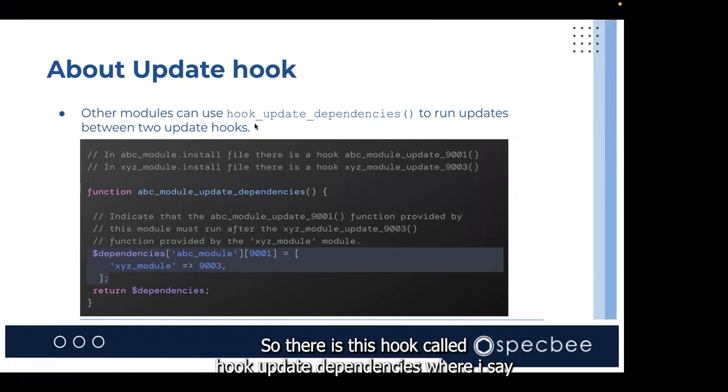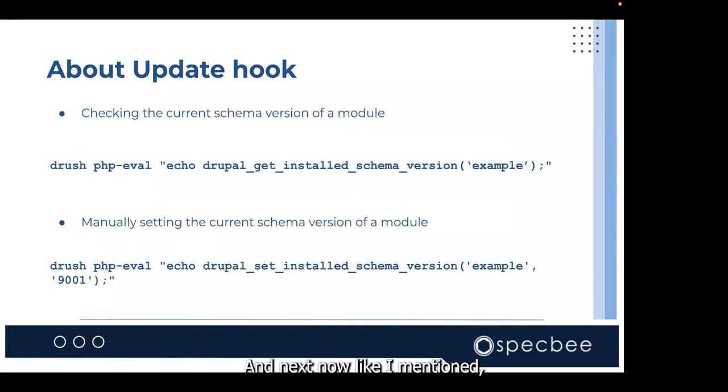So there is this hook called hook update dependencies, where I say that I add a dependency on the XYZ module. With this, what happens is the 9003 hook within XYZ executes before the 9001 on the ABC module. So yeah, and next, like I mentioned, you are not supposed to rename the hook or reuse the same name of the hook.